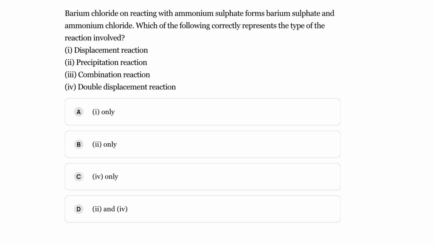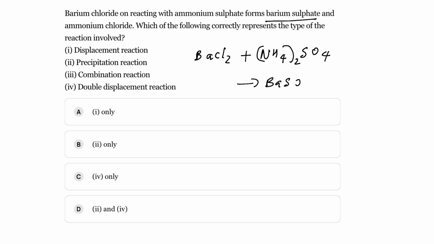Barium chloride, on reacting with ammonium sulphate, forms barium sulphate and ammonium chloride. So barium chloride, BaCl2, plus ammonium sulphate. Okay, and what is forming? Barium sulphate, right? BaSO4 plus ammonium chloride.